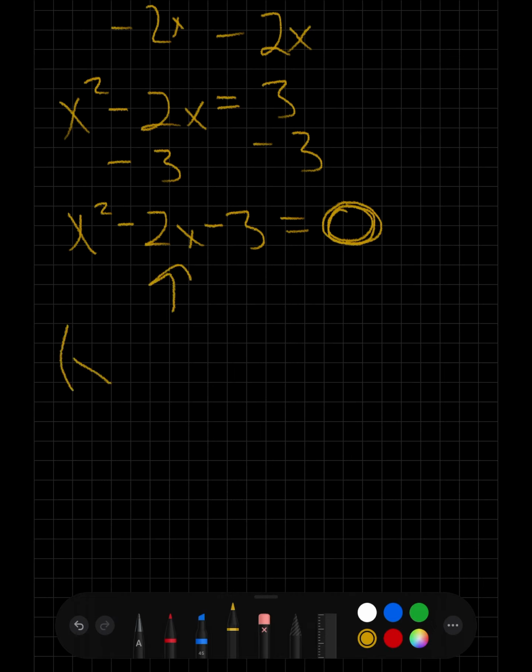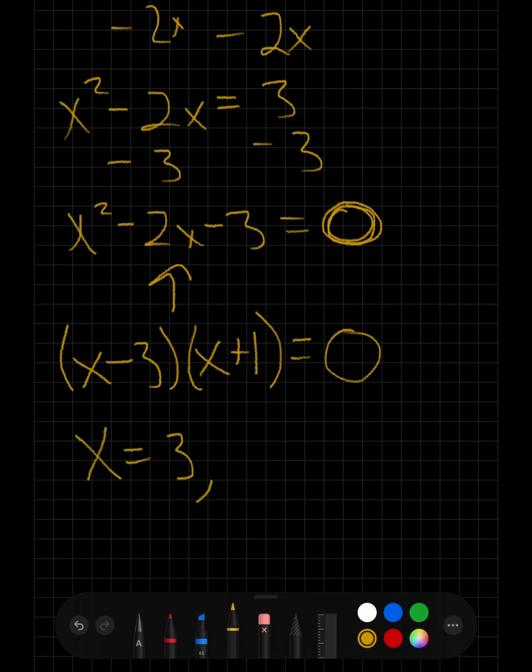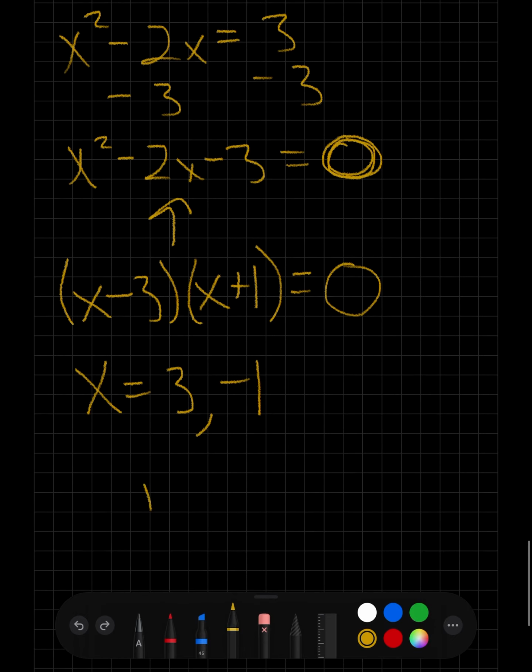You can solve this any method you like for solving quadratics. I'm going to choose to factor here because I happen to know that I can factor this fairly easily. But if I couldn't factor it, I could use the quadratic equation, no problem. And now here I have 2 answers. X is equal to 3 or negative 1. Let's not box that answer yet. Don't get ahead of ourselves. We have to check our answers here.